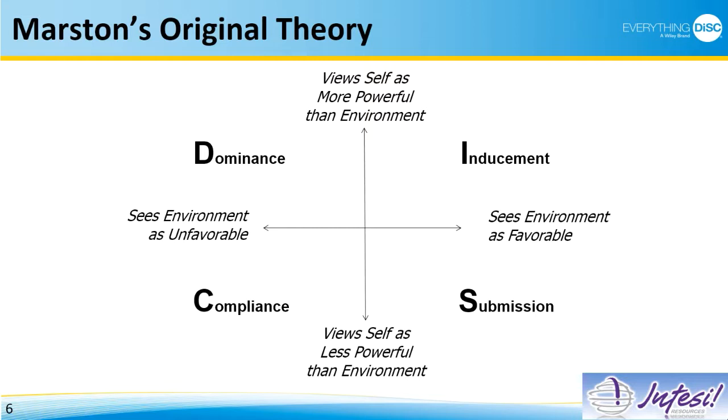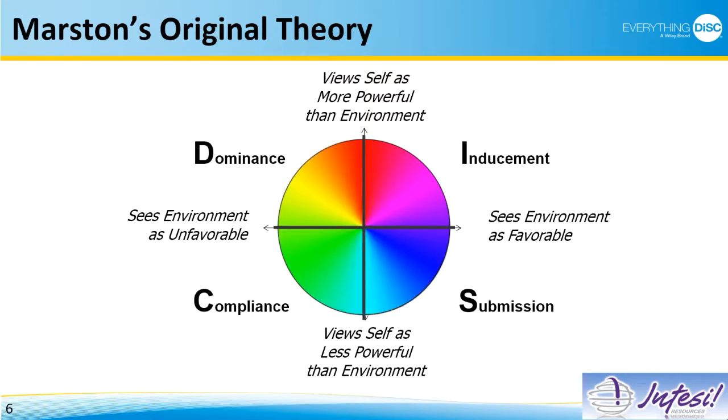Marston also believed we were a blend of all 4 styles. And he likened it to a color wheel, where colors flow into each other in a smooth, continuous fashion, and where the combination of red and blue form the color purple, which has its own distinct properties separate from either red or blue.